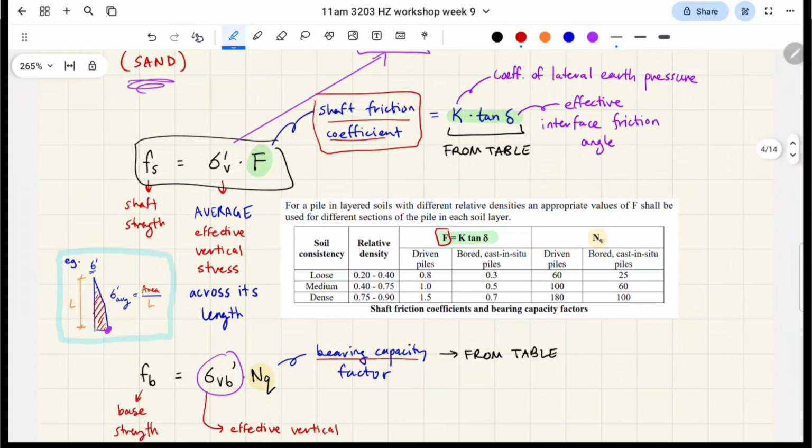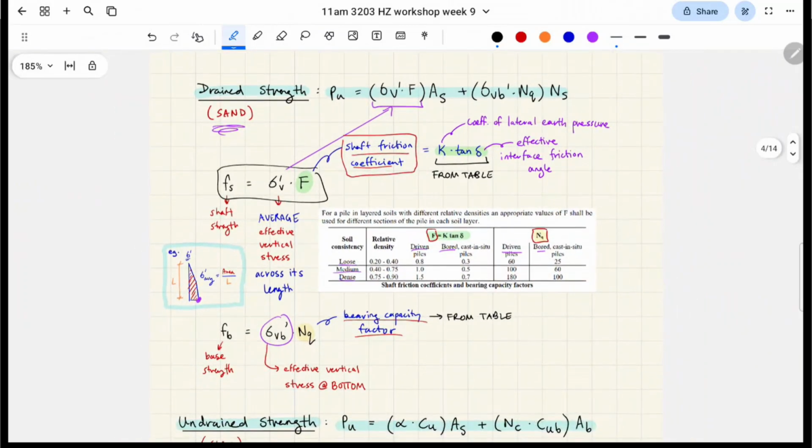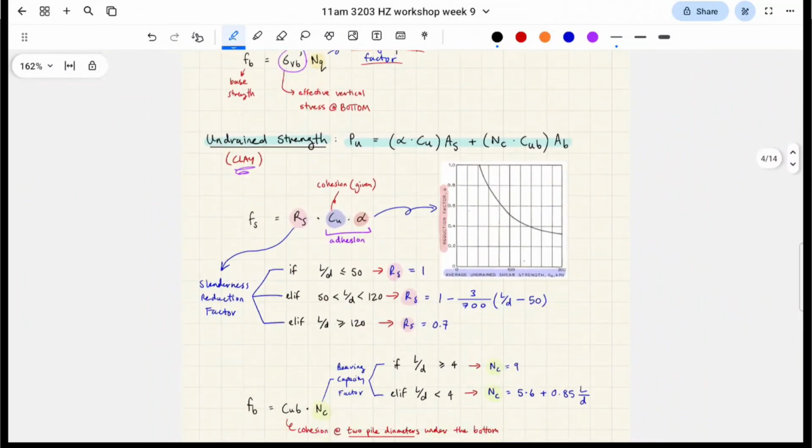And for NQ, this is the bearing capacity factor. These two constants are a function of what I was talking about earlier, whether a pile was driven in or bored, right? As well as a function of the soil consistency. So we care about whether our soil is loose, medium, or dense, right? Once you get that information from the question, you just pick whatever value corresponds to that, right? I guess this makes more sense as well as we see a question with it, but just keep in mind that's where that's from.